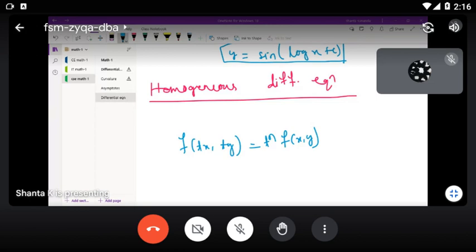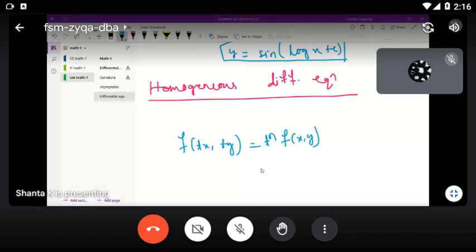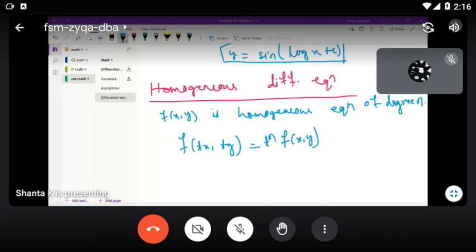Okay, so f of x, y is called homogeneous of degree n. We say homogeneous equation of degree n. So this is for the normal equations. Okay, and what about the differential equation? What can you say about the homogeneous differential equation?